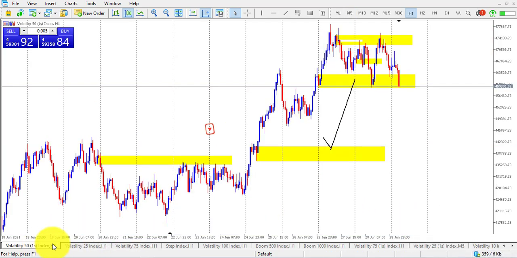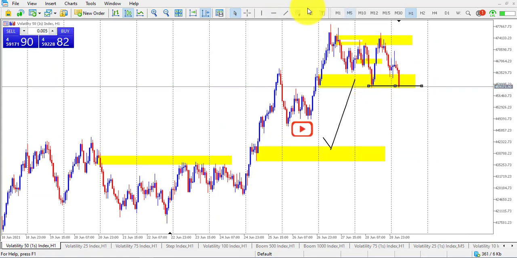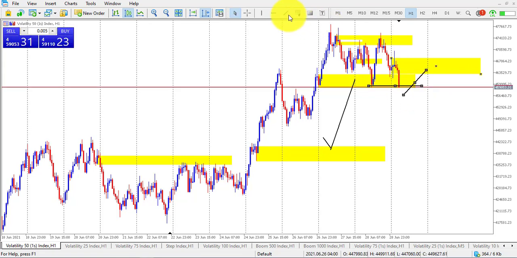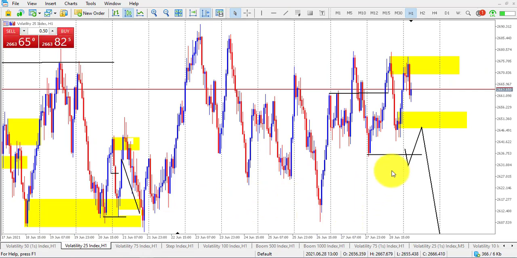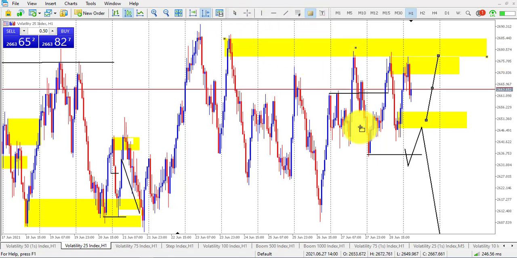So I'm also looking at these ones. On this one, I'm looking for price to take out this low first, then come back and retest this order block, something like this. I'm looking at something like this for the day. Then we go to V25. This one is not clear, but I would want to see price getting back here and go up, because it looks like we are in a consolidation phase here. This is what I'm seeing.